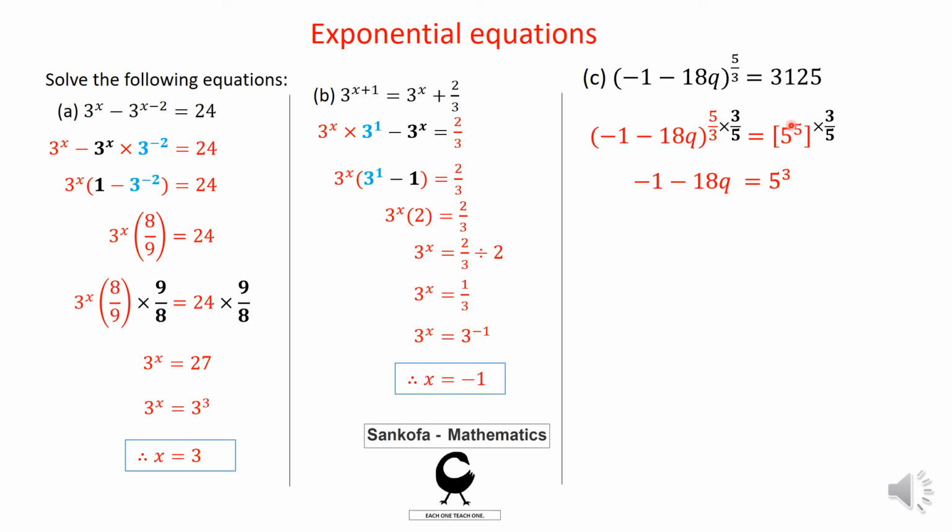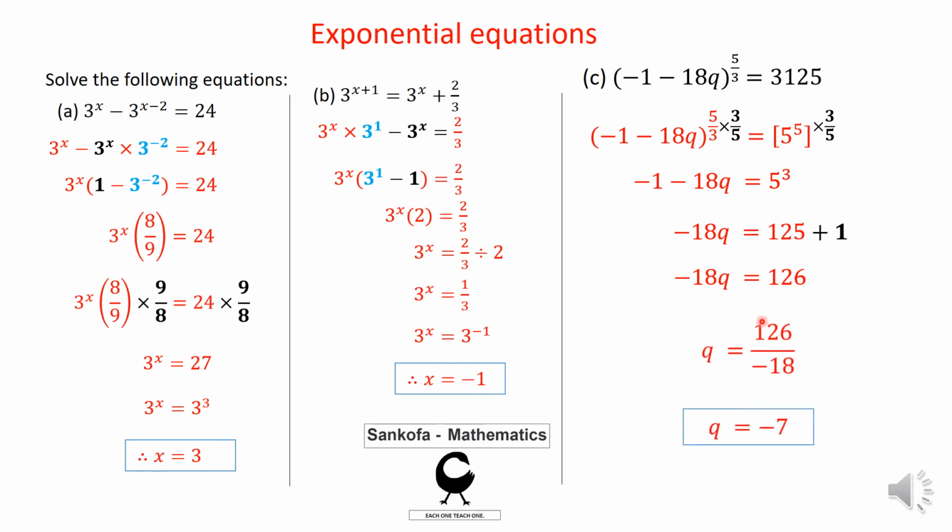And then I also changed 3,125. I wrote it in prime factor form and it becomes 5 raised to the power of 5. And when I multiply that power of 5 times 3 over 5, I'm left with 3, and 5 cubed is 125. Taking that minus 1 becomes a positive 1 here. Then I get 126. Then I divide throughout by negative 18, and q should equal negative 7.